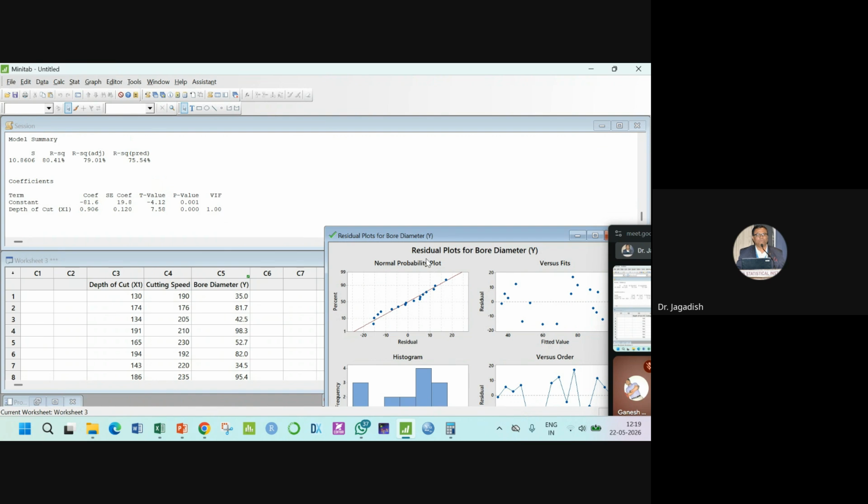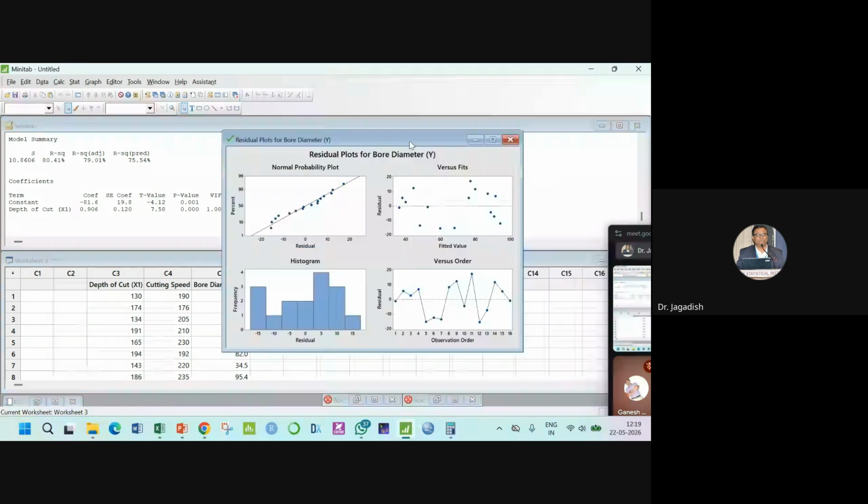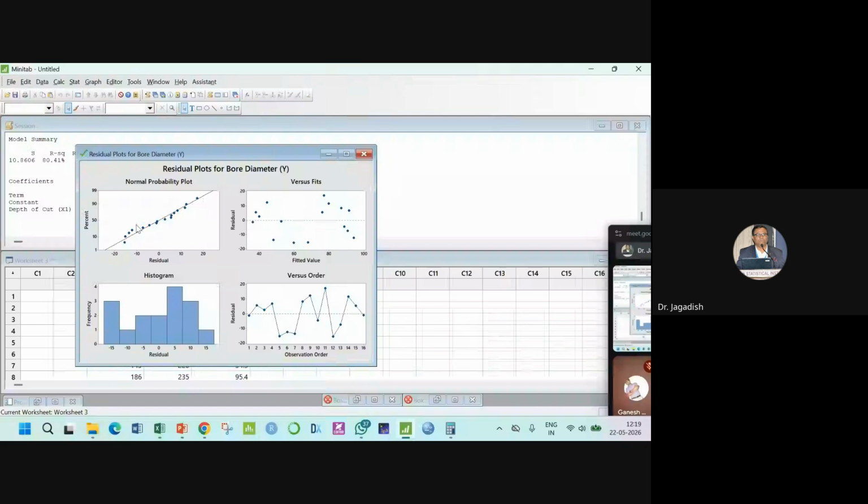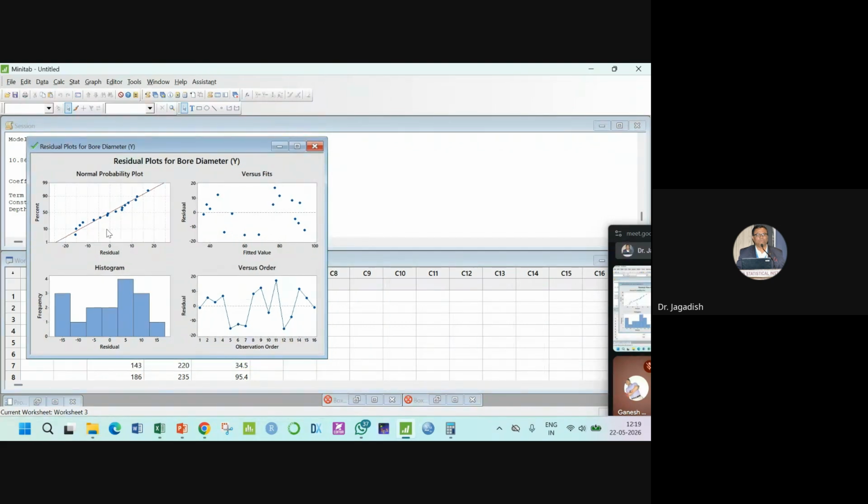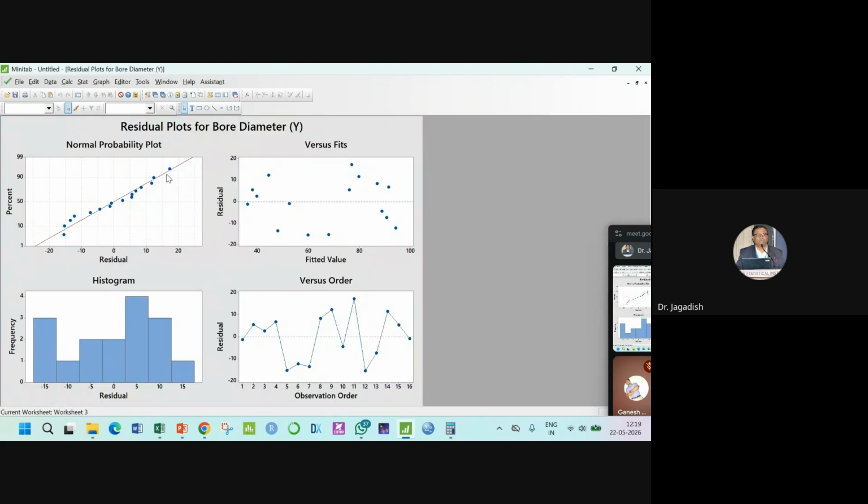Next one is these graphs. These graphs are nothing but normal probability plots. The first plot is a normal probability plot. It shows whether the data is fitted well or not. If the data is closer to the straight line, it shows that the data fits the model well, because this red line is the fitted line, and all the data are very close to the red line.